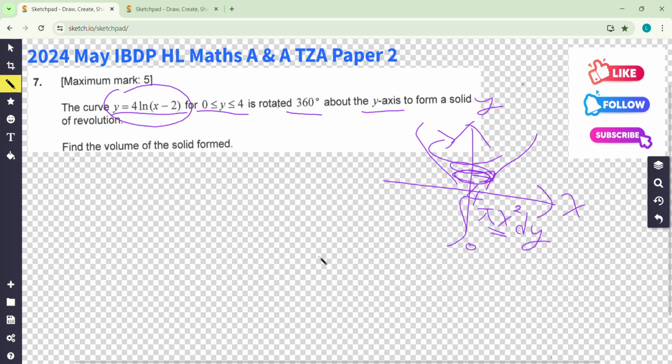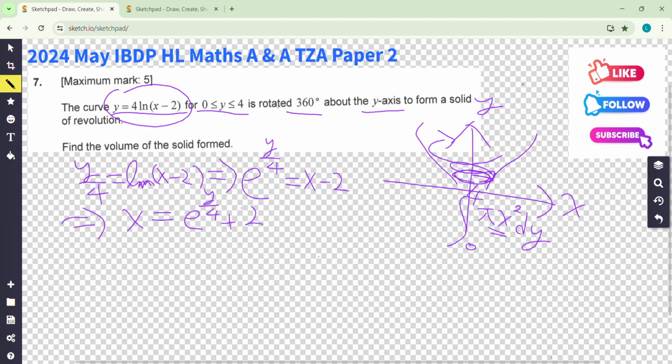Starting from this equation, so first y over 4 equals log x minus 2, and then you can use this symbol to say ln, and then move the exponential to the other side. Exponential y over 4 equals x minus 2. So what is x? So x equals exponential y over 4 plus 2.